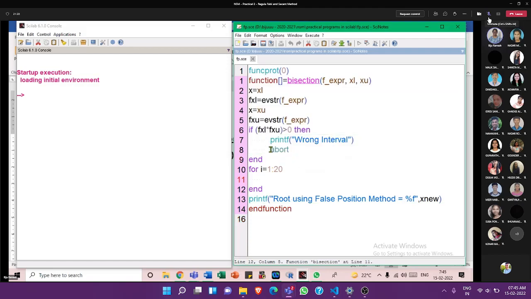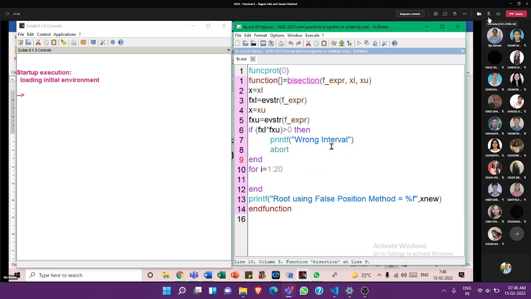Now here, you remember I told you to use if else. You have another way to do it. Instead of break, you just use abort. That will also get you out of the program. So then you can avoid using if else. If it is a wrong interval, you print wrong interval and you come out of the program.